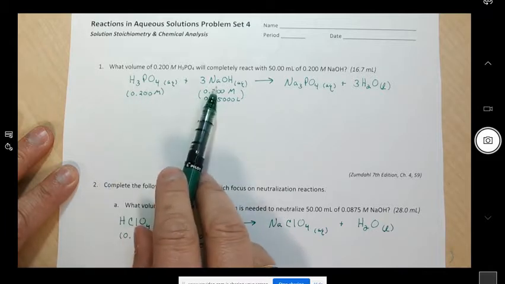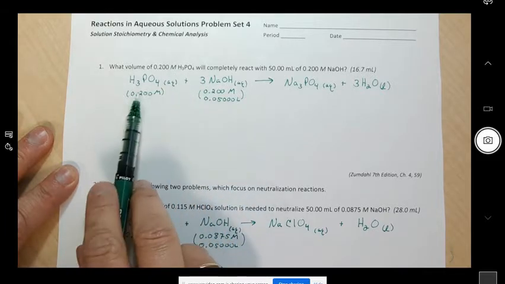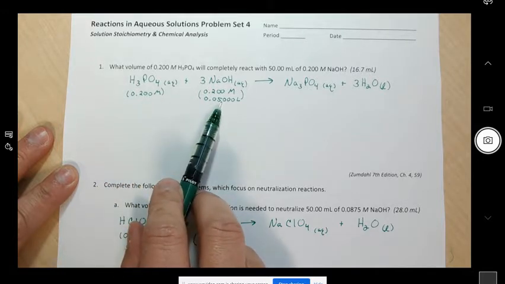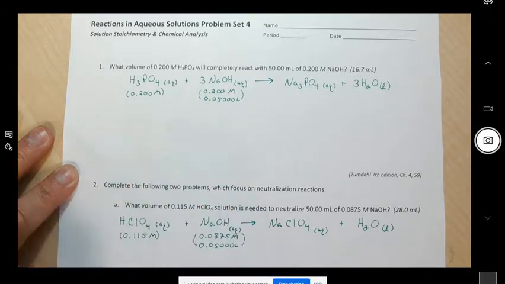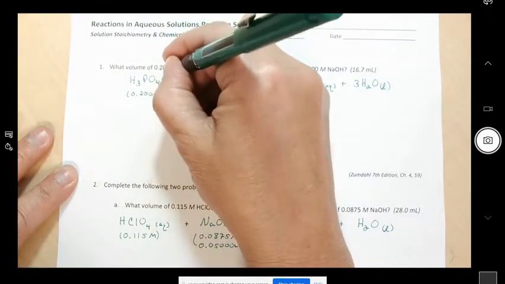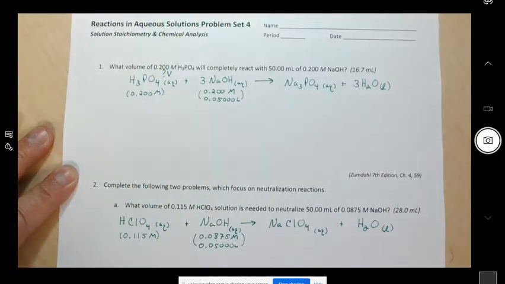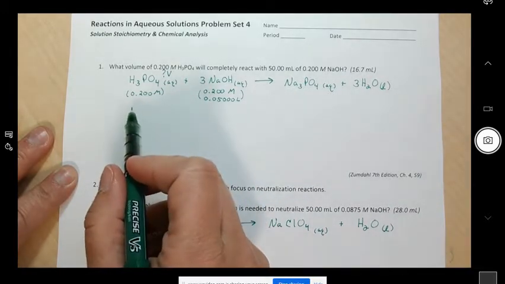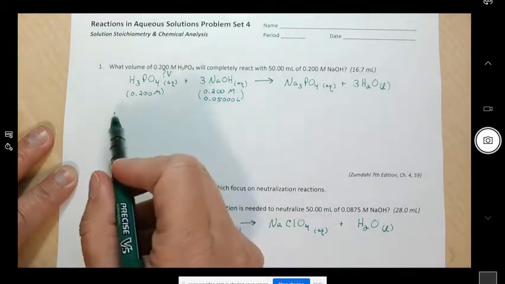phosphoric acid and sodium hydroxide, and I wrote down the concentration of phosphoric acid, the volume of sodium hydroxide in liters, and the concentration. And the question is, what volume of the acid am I going to need to completely react with 50 milliliters of the 0.2 molar sodium hydroxide? So I'm going to go ahead with this one and just start my stoichiometry.